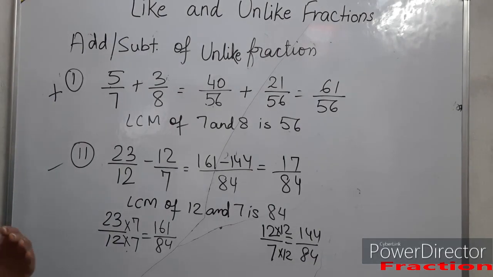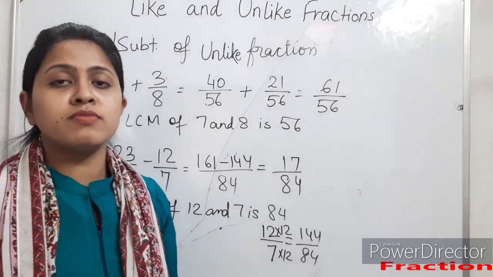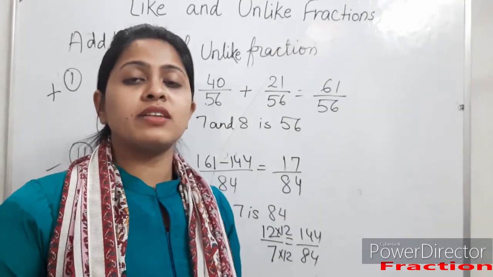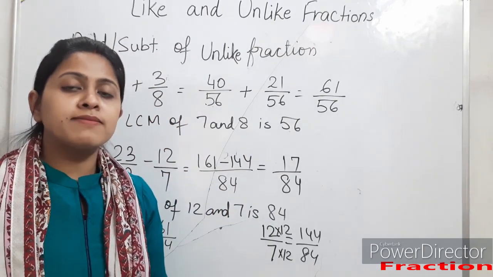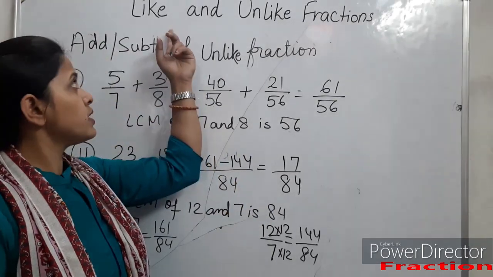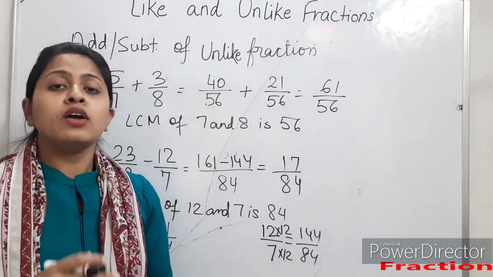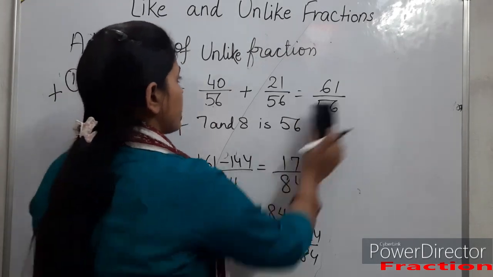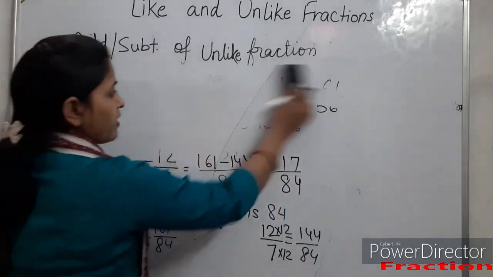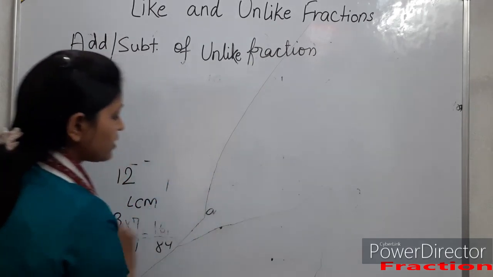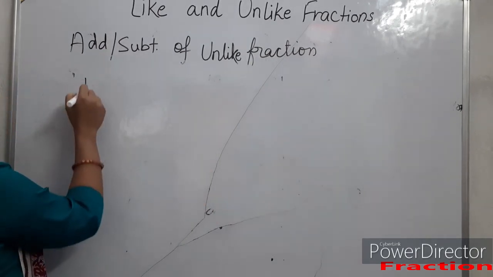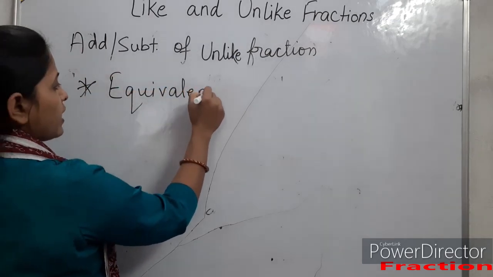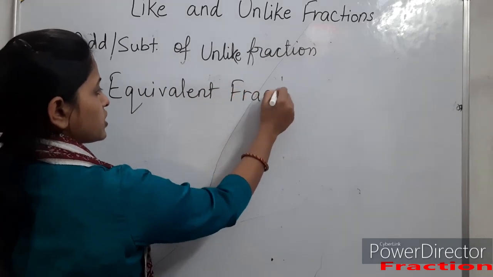Now I just want to explain a very small topic, that is equivalent fraction. In my previous video I said that there are 7 kinds of fraction. 4 types we have discussed in that video, and 2 are here, like fraction and unlike fraction. Now what is the 7th fraction? The 7th fraction is equivalent fraction.